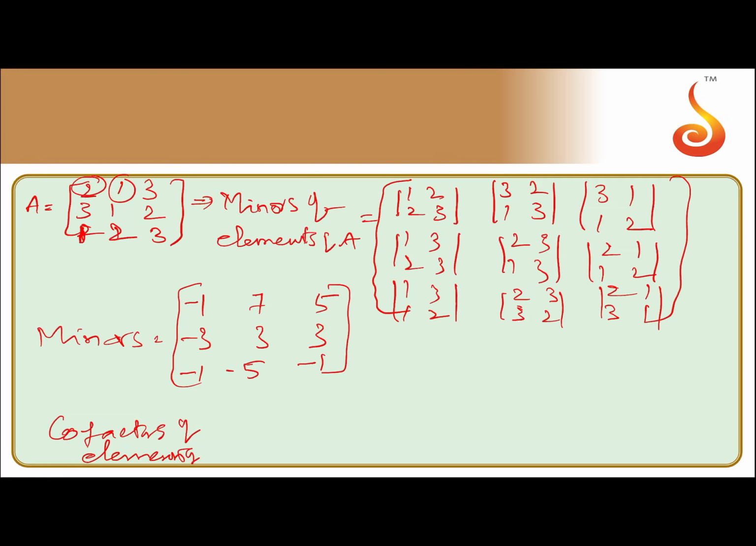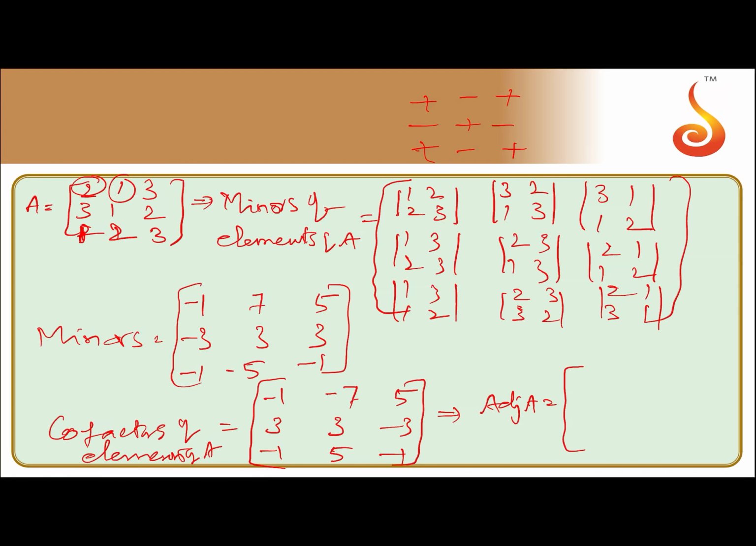Cofactors of elements of A are given by taking the changes in signs accordingly: positive, negative, positive, negative, positive, negative, positive. So change the signs of the corresponding elements. You'll get minus 1, minus 7, 5, 3, 3, minus 3, minus 1, 5, and minus 1, so plus 5, minus 3, minus 7, and 3. Thereby the adjoint of A is the transpose of this cofactor matrix, which is [minus 1, 3, minus 1; minus 7, 3, 5; 5, minus 3, minus 1].